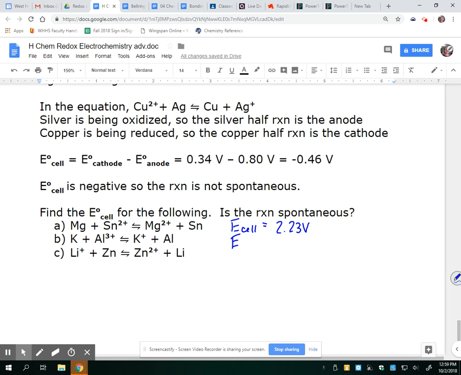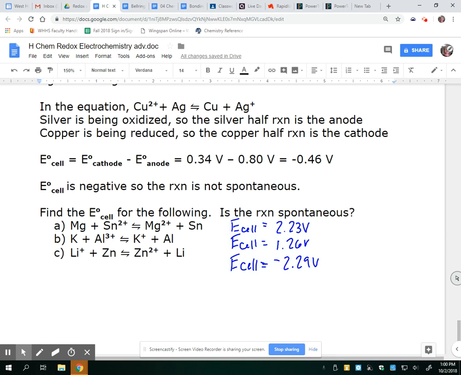For B, my E cell is 1.26 volts. Again, it is a galvanic cell. It is a spontaneous reaction. For C, I ended up with an electrode potential, or cell potential, of negative 2.29 volts. That was supposed to be an equal sign here. So this reaction, E cell, is negative. That means it is a non-spontaneous reaction and will only occur in an electrolytic cell.